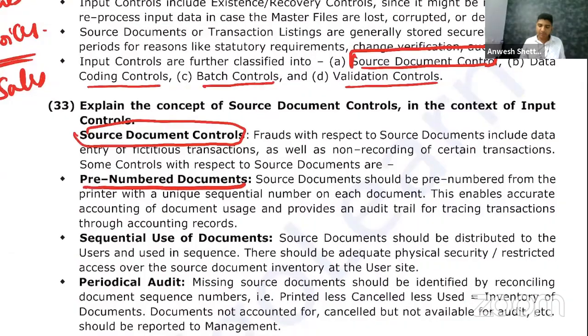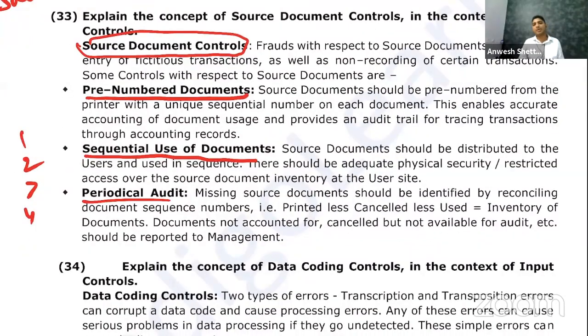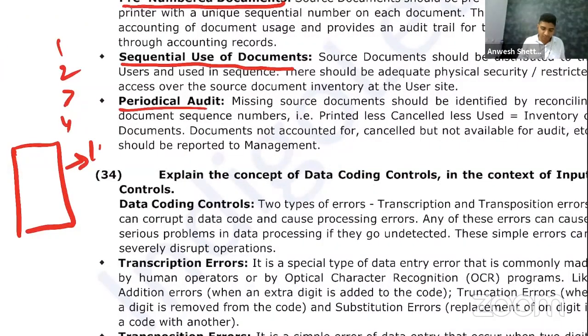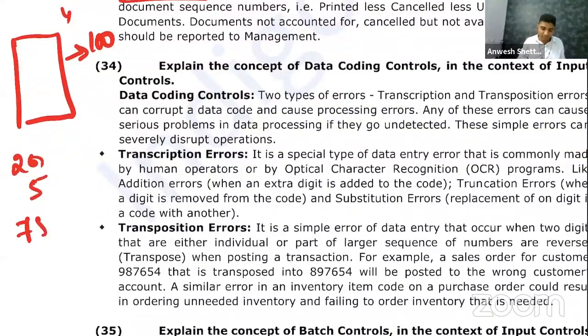And we can have pre-numbered documents, that is the entire invoice number can be printed. It is not even manual somebody writing, it can be printed. And sequential use of document, that is whenever you're issuing invoices, it has to be issued sequentially. After 1, it is 2, then 3, then 4. Then periodical audit, there has to be somebody who comes and checks that, in the invoice book, there were 100 invoices, out of which let us say 20 are issued, and 5 invoices are cancelled. So whether 75 invoices are still there. If only 73 are there, that means 2 invoice copies are missing. So where did they go? All those things you have to check.